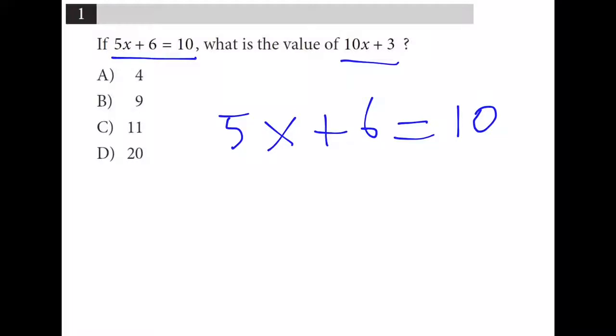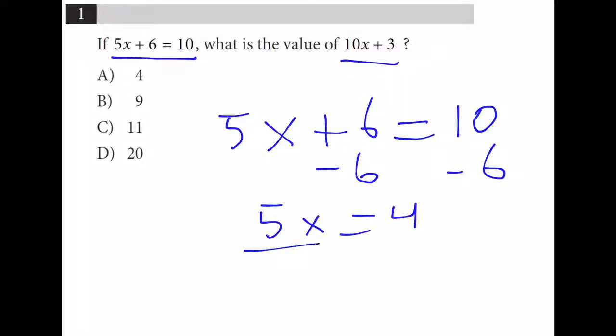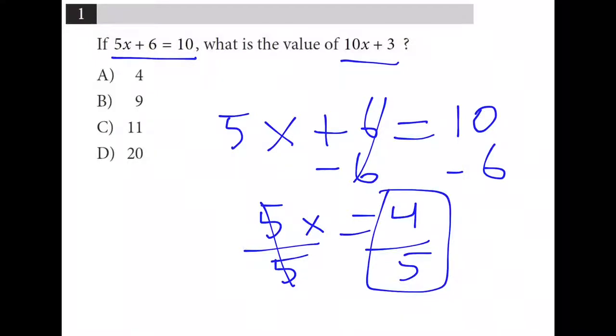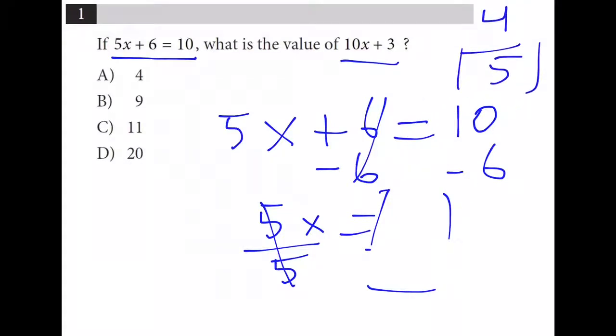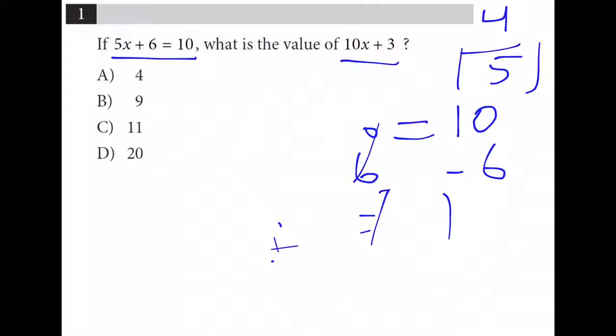We're going to follow the reverse order of operations. So first thing we will do is subtract 6 from both sides, and we have 5x is equal to 4. We'll divide both sides by 5, which cancels that out, and we're left with x is equal to 4 over 5. So we'll take this answer, move it over here, clear our board, and plug it into 10x plus 3.